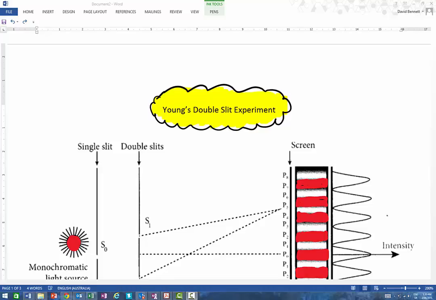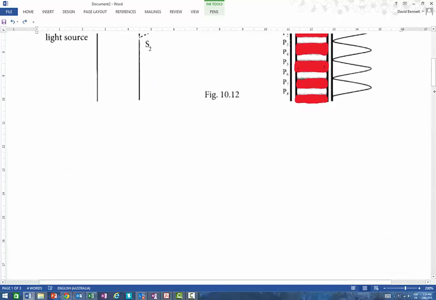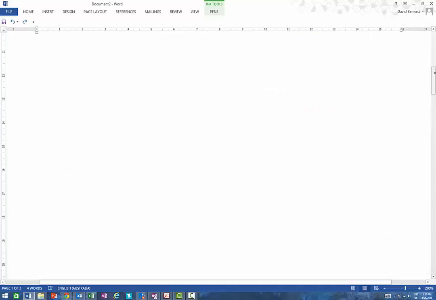Today we're going to be looking at Young's double slit experiment. This experiment was developed to look at the interference of light waves, and obviously it's a pretty crucial experiment in terms of proving the wave nature of light.